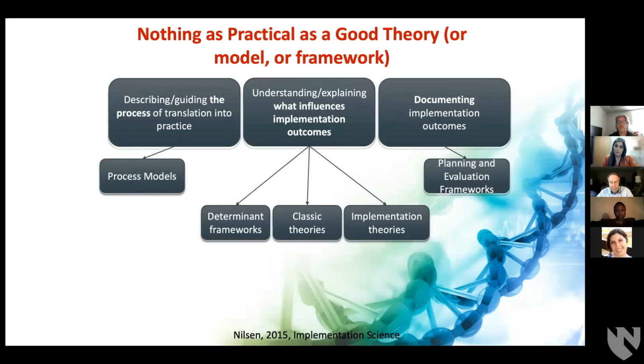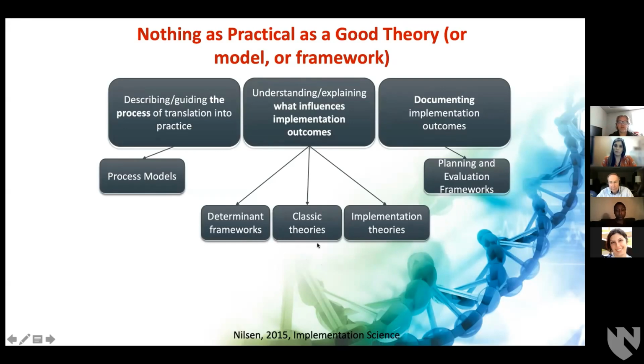Because we have to test them out and determine if they actually are related. But within there, you can have what's called a determinant framework, which is just, if I have X, Y, and Z, then that's going to determine this, which will determine the outcome. You can have classic theories that give us our constructs and look more like the maps that we did. And you can then have implementation theories that can be applied.